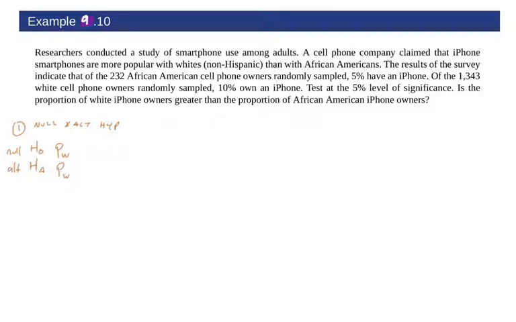So I'm going to use subscripts of W to indicate white Americans, and then I will use the subscript of A to indicate African Americans here. And the proportion here, we're saying that it is greater, that more white Americans own iPhones. So that greater than is going to be there. So let's go ahead and denote our claim. Whenever we write in the claim, I always put that little note there. By default, the null is going to get equals.